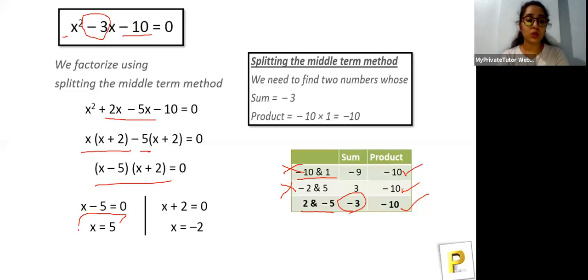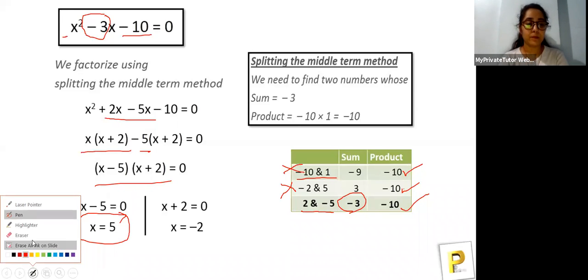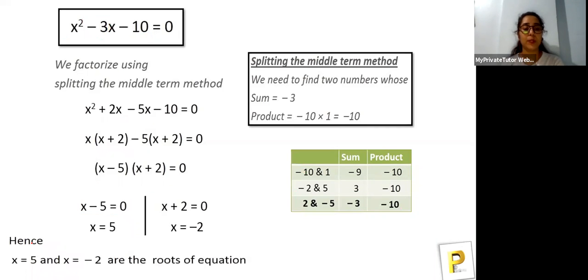So the roots of this equation are 5 and minus 2. Okay, so the roots of this equation are what? 5 and minus 2. Okay, so this is how you have to solve.